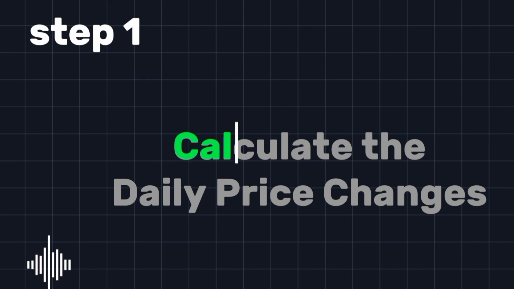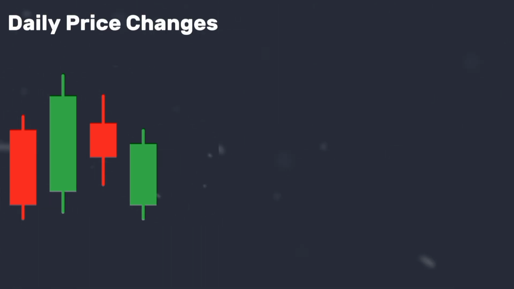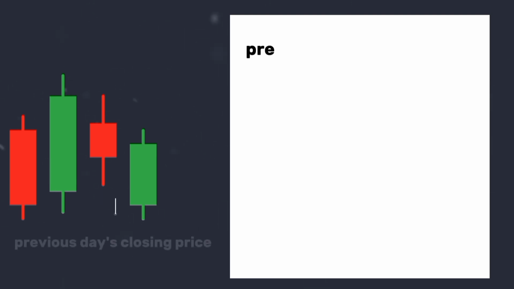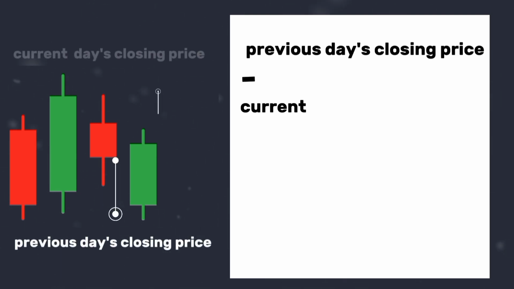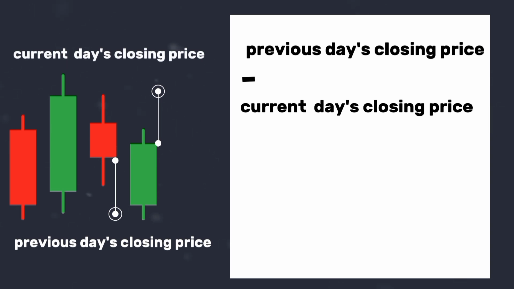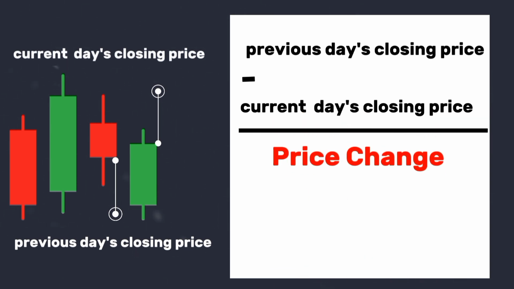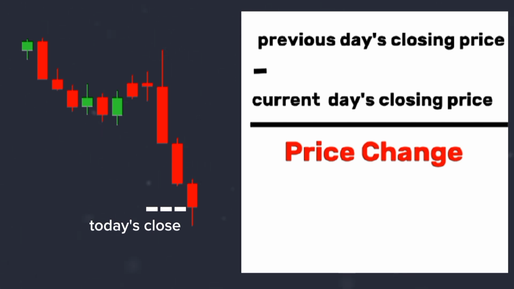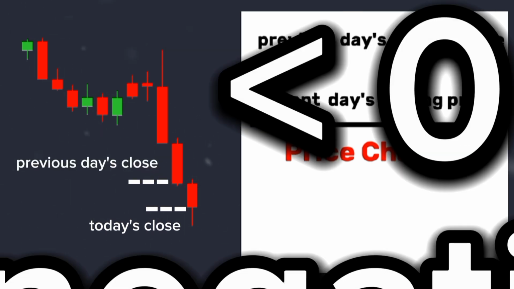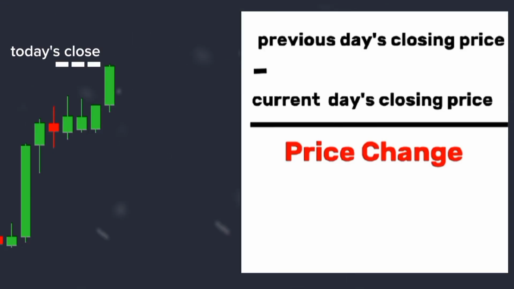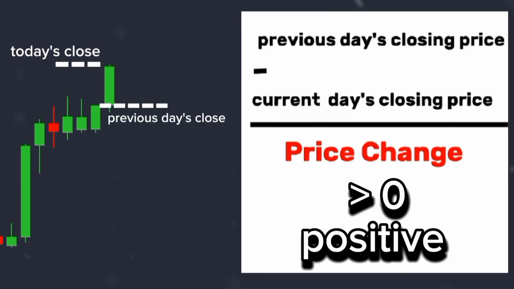Step 1. Calculate the daily price changes. First, you need to look at the daily price changes of the asset. For each day, subtract the previous day's closing price from the current day's closing price. This gives you the price change. If the closing price today falls below yesterday's, the price change will be negative. On the other hand, if today's closing price exceeds yesterday's, the change will be positive.